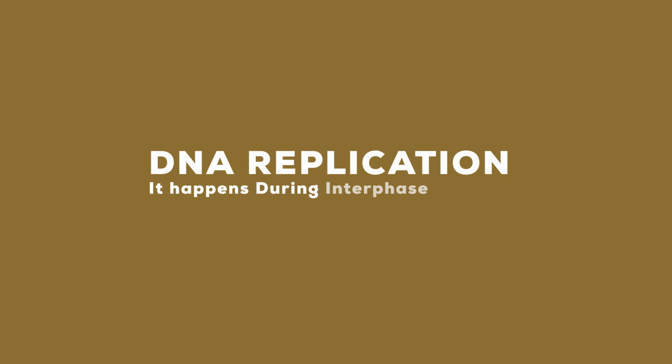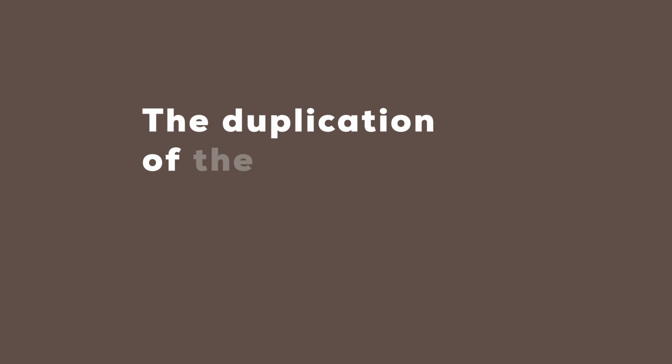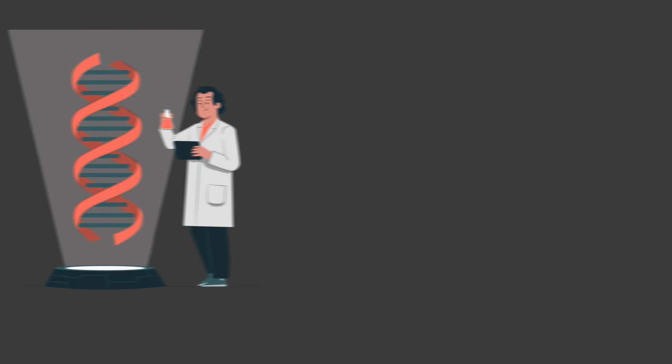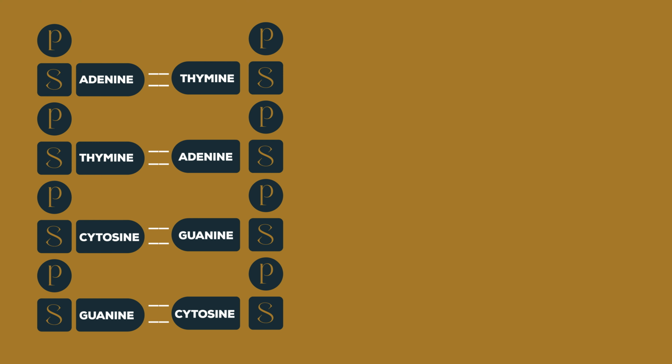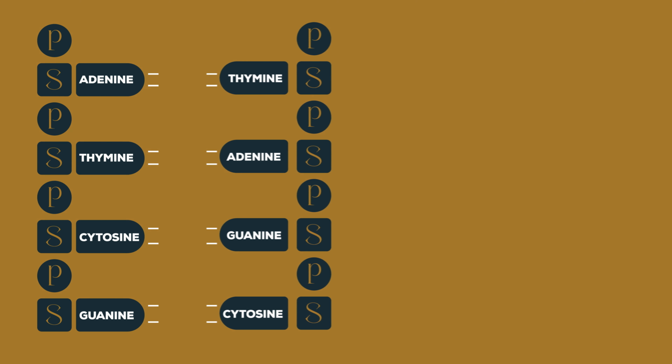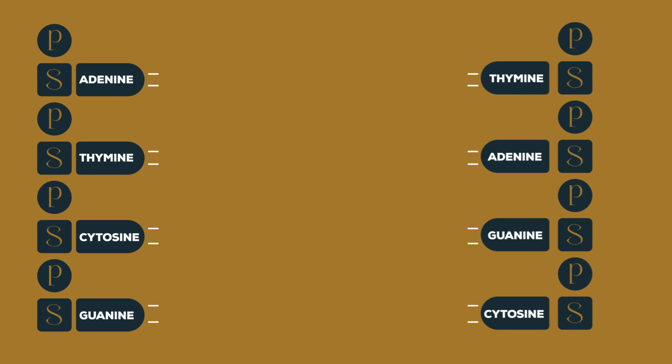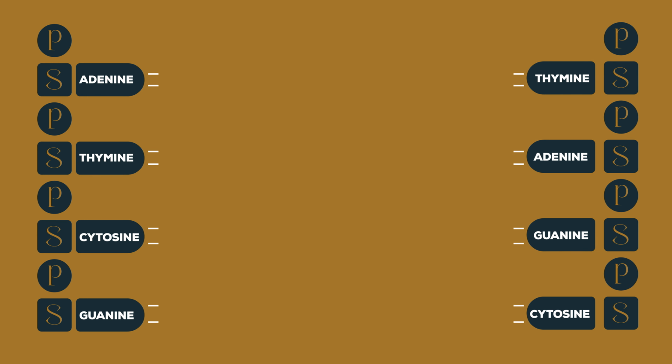In the interphase stage of cell division, the DNA molecule replicates. Replication is the duplication of the DNA molecule into two identical copies or replicas. In the process of DNA replication, the double helix structure unwinds, showing two strands of DNA. The weak hydrogen bonds between the nitrogenous bases break, and the two strands of DNA unzip. Each strand serves as a template on which a complement will be formed.